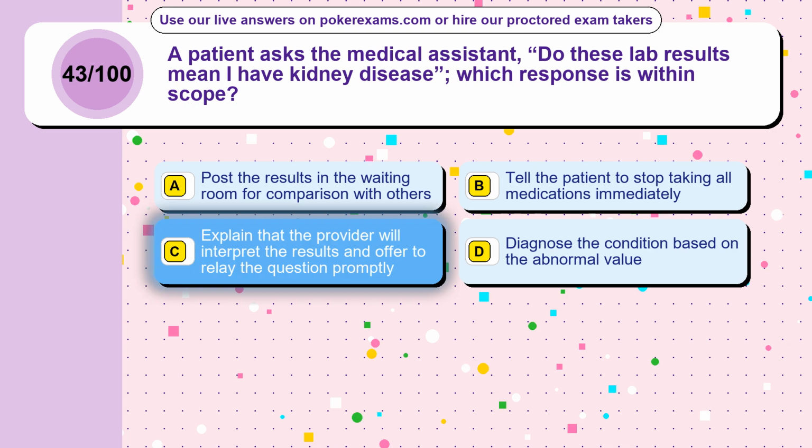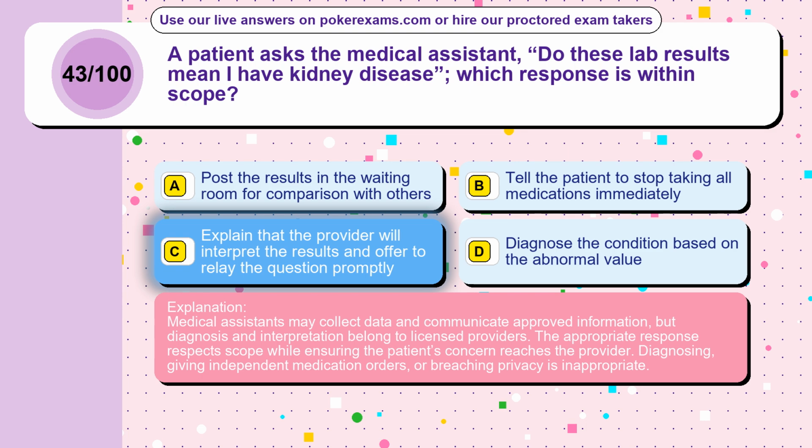The correct answer is option C. Explain that the provider will interpret the results and offer to relay the question promptly. Medical assistants may collect data and communicate approved information, but diagnosis and interpretation belong to licensed providers. The appropriate response respects scope while ensuring the patient's concern reaches the provider. Diagnosing, giving independent medication orders, or breaching privacy is inappropriate.